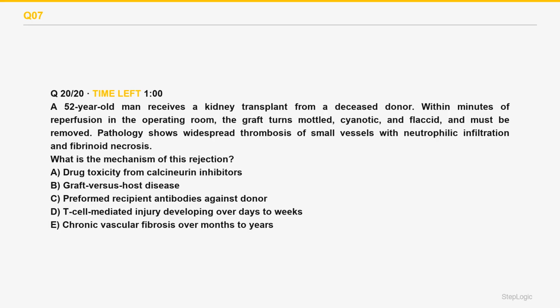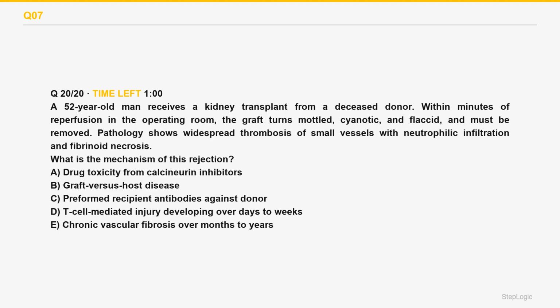What is the mechanism of this rejection? A 52-year-old man receives a kidney transplant from a deceased donor. Within minutes of reperfusion in the operating room, the graft turns mottled, cyanotic, and flaccid and must be removed. Pathology shows widespread thrombosis of small vessels with neutrophilic infiltration and fibrinoid necrosis. Read the command: mechanism of this rejection.